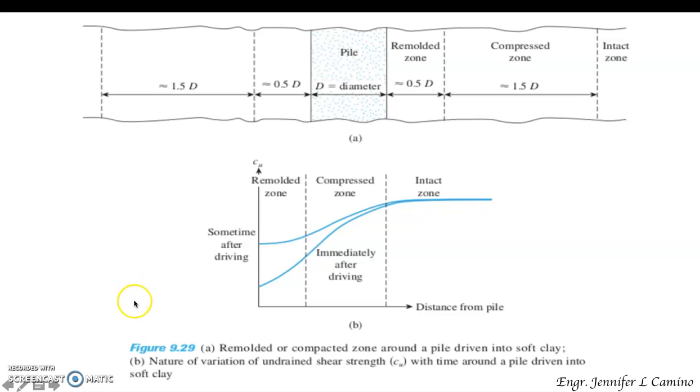So this is an illustration for the remolded or compacted zone around the pile driven into a soft clay, and the nature of the variation in undrained shear strength, and of course, with time around the pile driven into the soft clay. So we have here the compacted zone that is around the pile that is being driven into a certain soft clay type of soil.